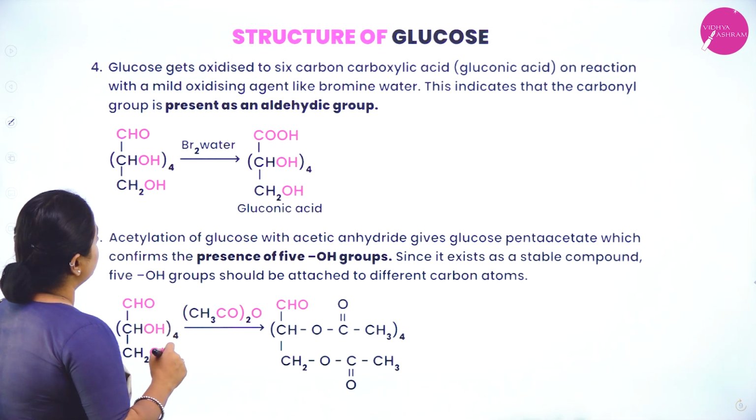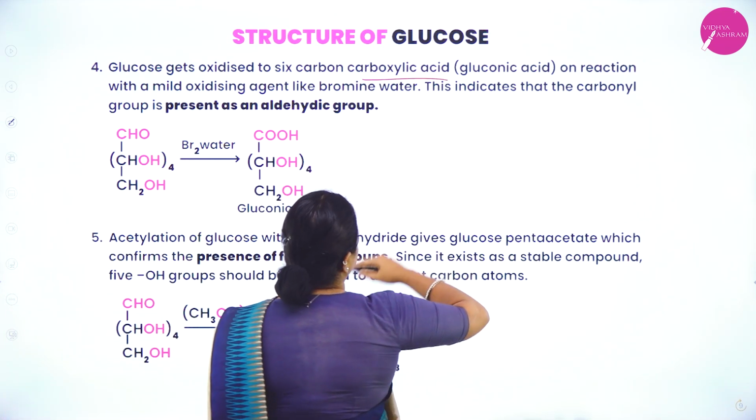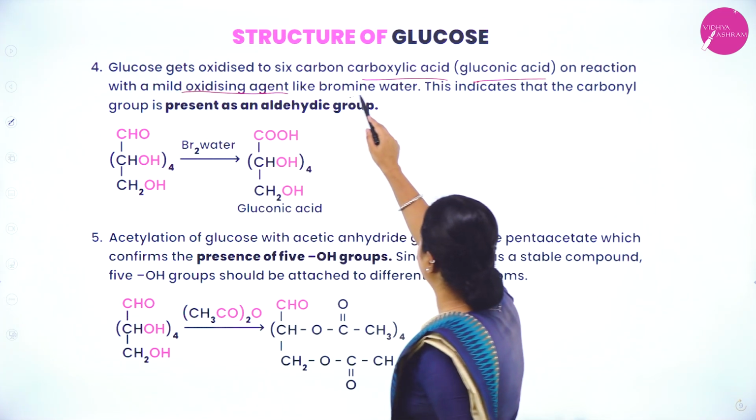So let's see. Glucose gets oxidized to a 6 carbon carboxylic acid, which is called gluconic acid, on reaction with a mild oxidizing agent like bromine water.